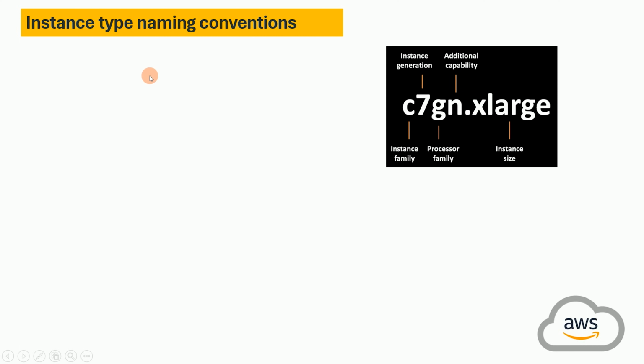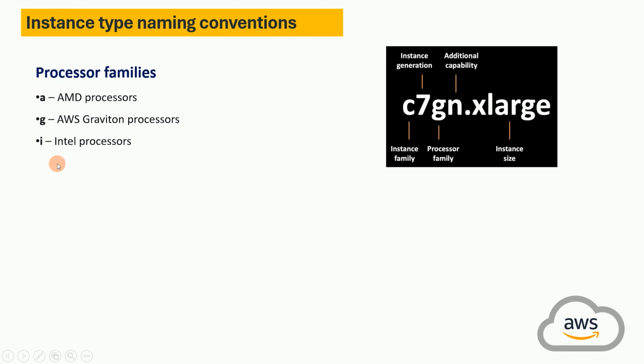And now processor families are here: A, G and I. So A indicates AMD processor, G indicates AWS Graviton processor, I indicates Intel processor. So you must be already aware of I and A, basically AMD and Intel. AWS Graviton processor may be new for you, but you will get to know about that as well in upcoming videos. And now additional capabilities.